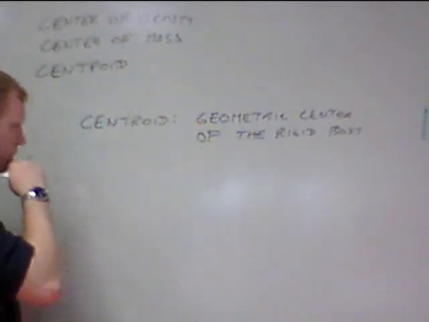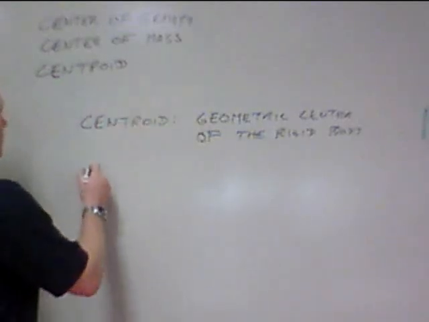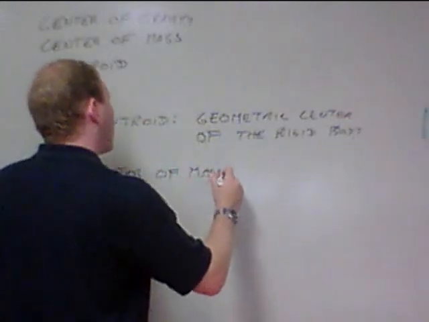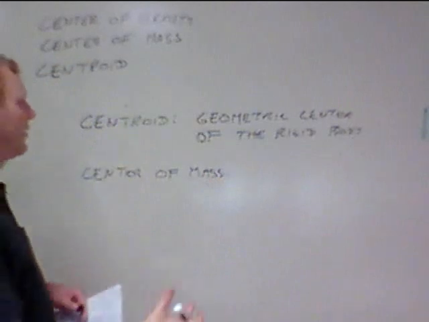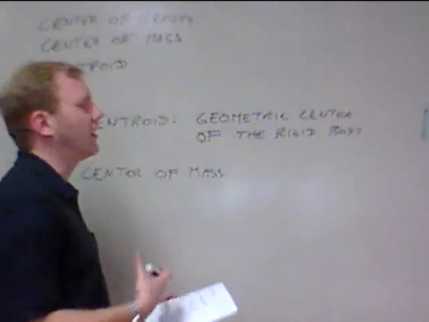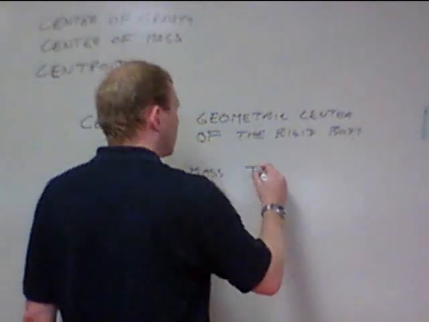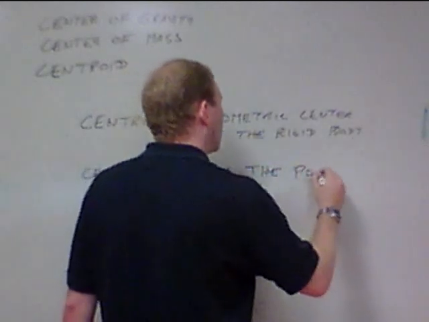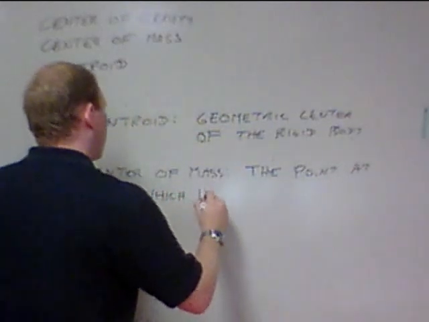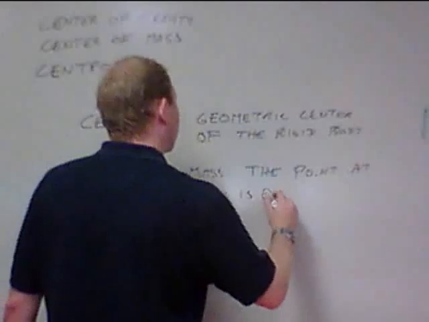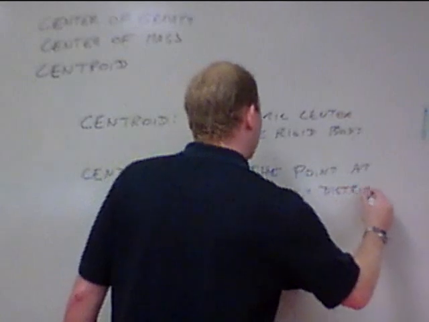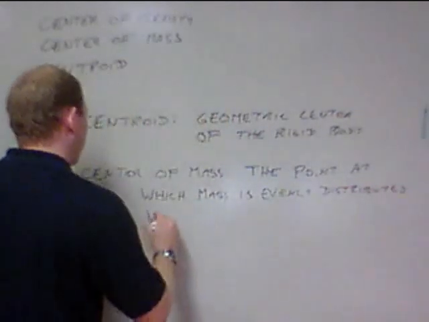A center of mass is the same idea. But essentially we have to take the center and weight it by mass. So if we have something that's denser on one side than the other, it's the point at which mass is evenly distributed in the rigid body.